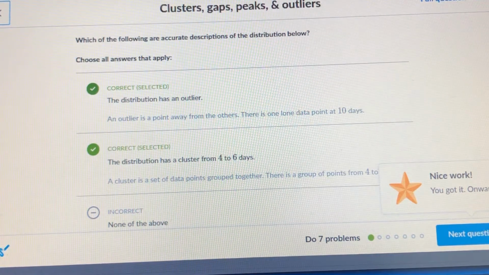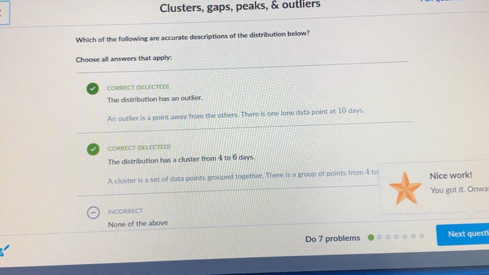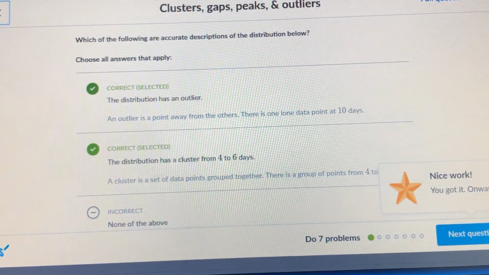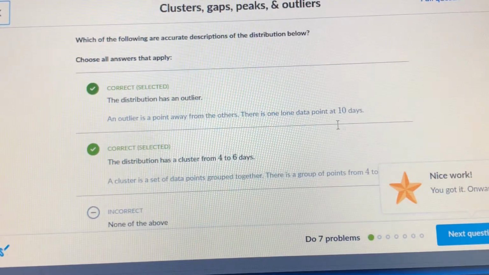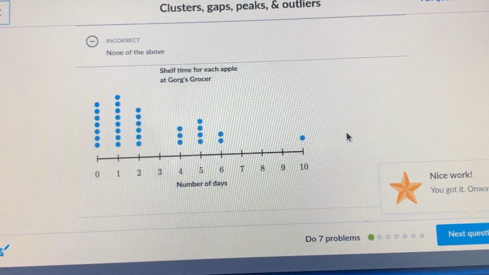Hi everyone, we are looking at the Khan assignment called Clusters, Gaps, Peaks, and Outliers. Here we are asked to describe the distribution. All right, so here's our distribution way down here. We have a dot plot.